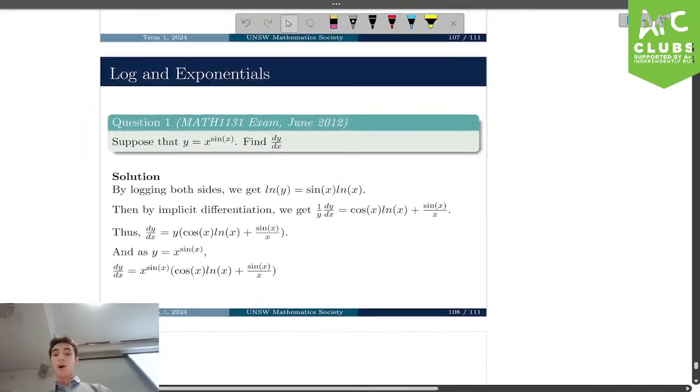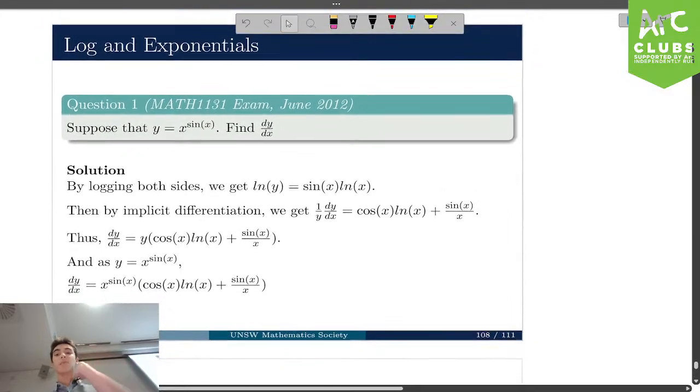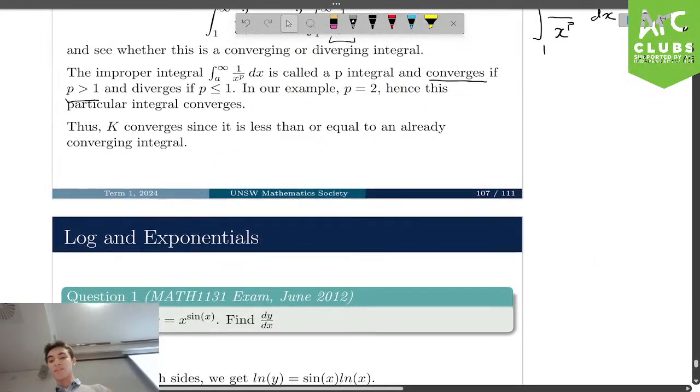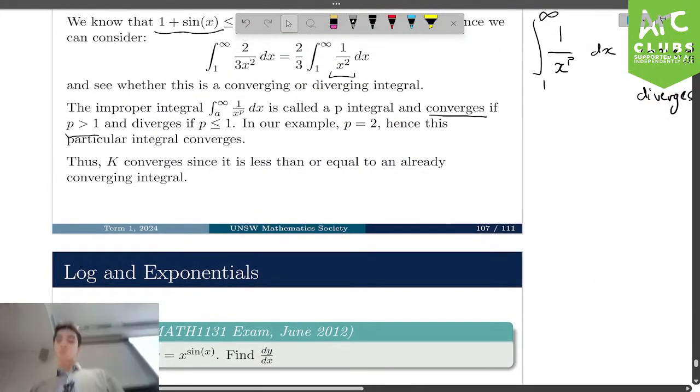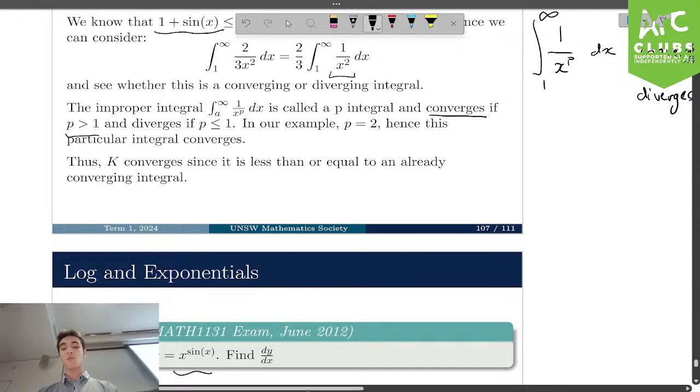Okay, and on to the next topic, which is logs and exponentials, and how we can apply them. So, I'm not going to give away the solution yet. Suppose that y equals x to the power of sine of x, and we're asked to find the derivative of y with respect to x. The straightforward way of doing this is just applying chain rule, right? This expression here is of the form f of g of x.